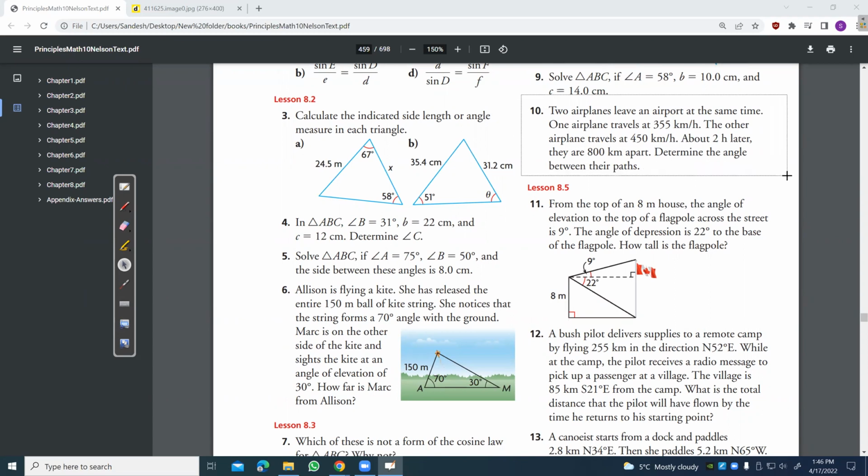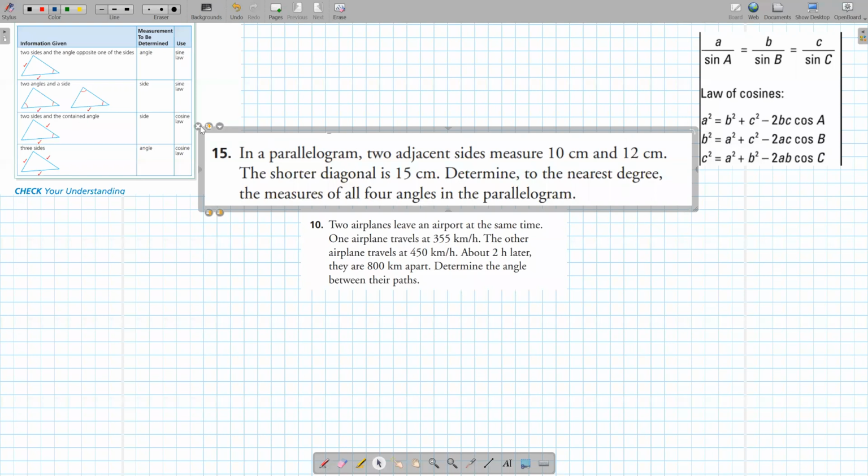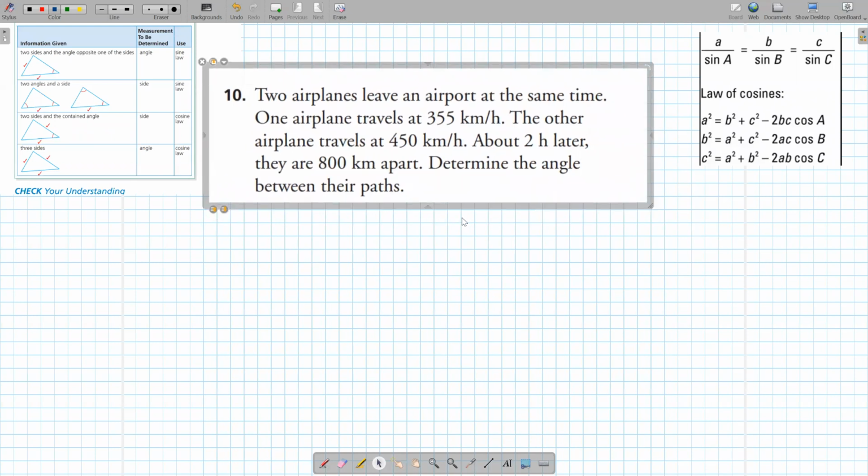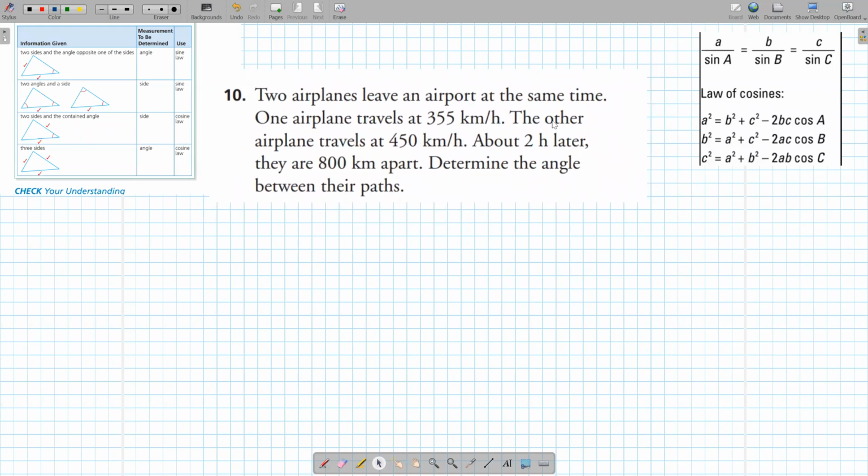Let's try to do another plane question, but this one doesn't have the navigation stuff. This is just a straightforward one, it looks like. Two planes leave an airport at the same time. One plane travels at this speed, the other plane travels at this speed. About 2 hours later, they are 800 kilometers apart. Determine the angle between their paths. So this is what happened. We have one plane going this way, one plane going this way, and after 2 hours, they are 800 kilometers apart. We're trying to find this angle here, angle C.